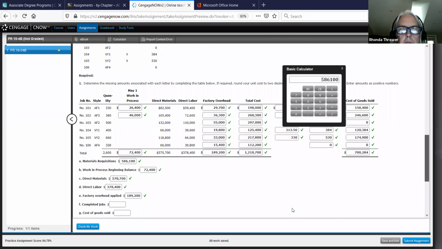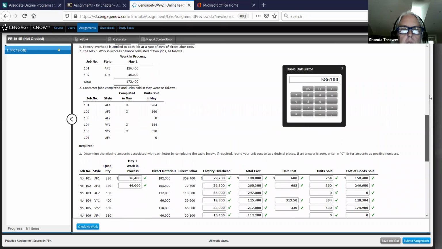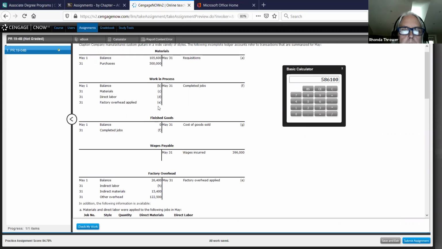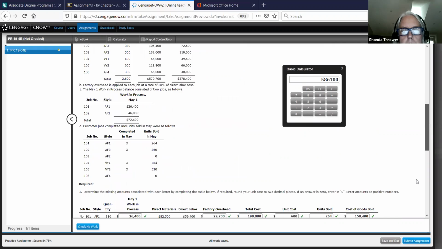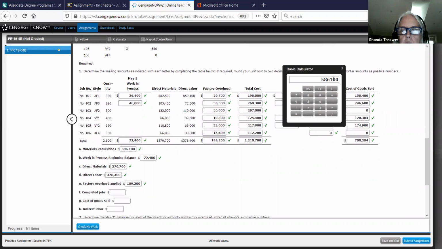That $189,200 would go in Part E, which would be debited to the work in process up here. In the next part of this, they want you to determine the completed jobs.